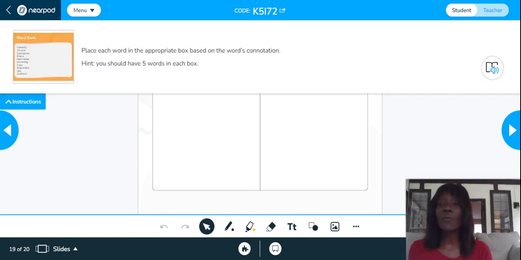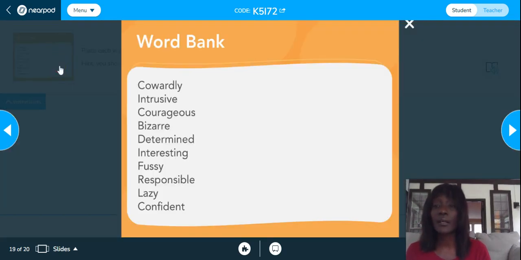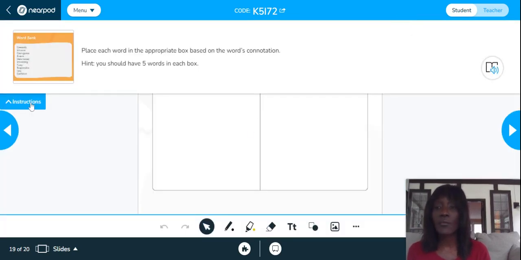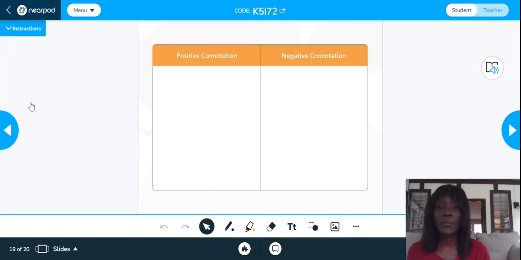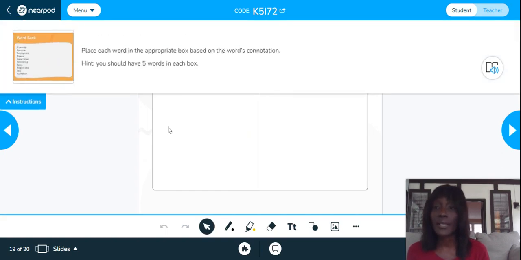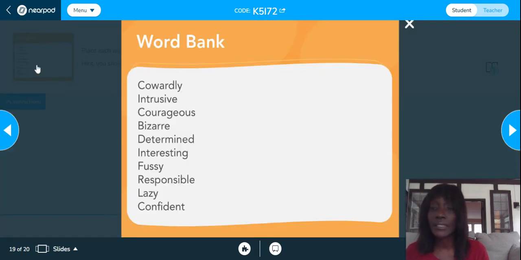All right, so now we're going to look at these words here. I'm going to show these words, and we're going to identify whether the group of words represent a positive connotation or a negative connotation. All right, so we have those words. Again, let me show you those words again. Cowardly, intrusive, courageous, bizarre, determined, interesting, fussy, responsible, lazy, and confident.